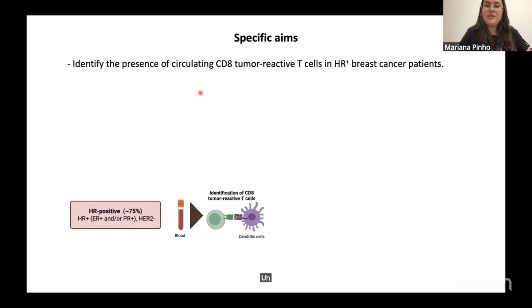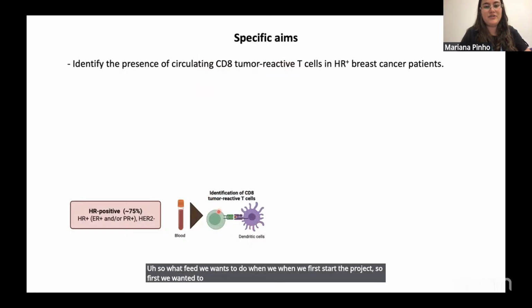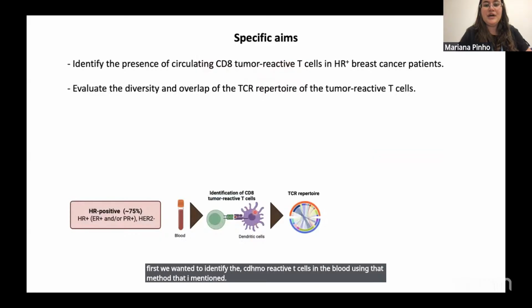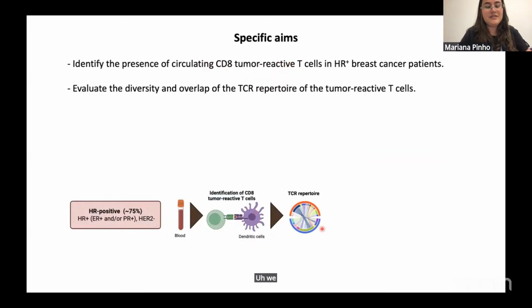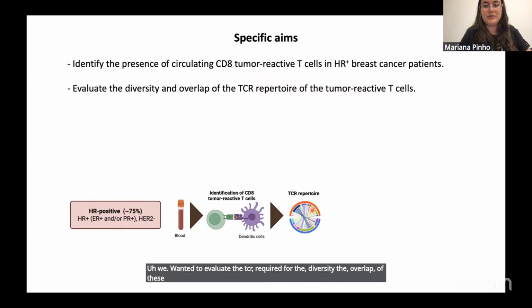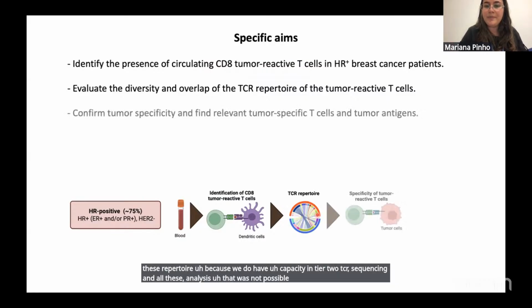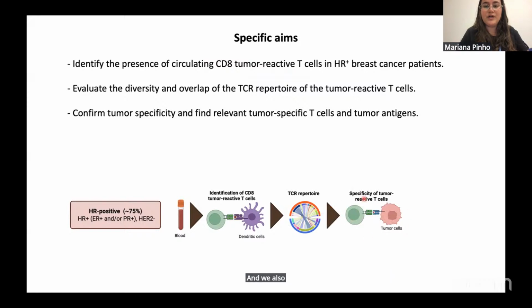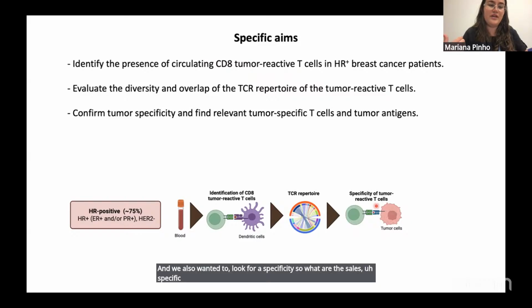So what did we want to do when we first started the project? First, we wanted to identify the CD8 tumor-reactive T cells in the blood using that method that I mentioned. We wanted to evaluate the TCR repertoire, the diversity, and the overlap of these repertoires, because we do have the capacity here to do TCR sequencing and all this analysis that was not possible during the PhD. And we also wanted to look for specificity: what are these cells specific for, and confirm if they are tumor-specific.